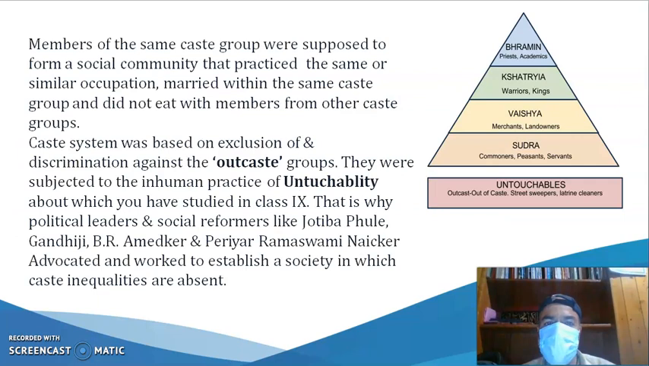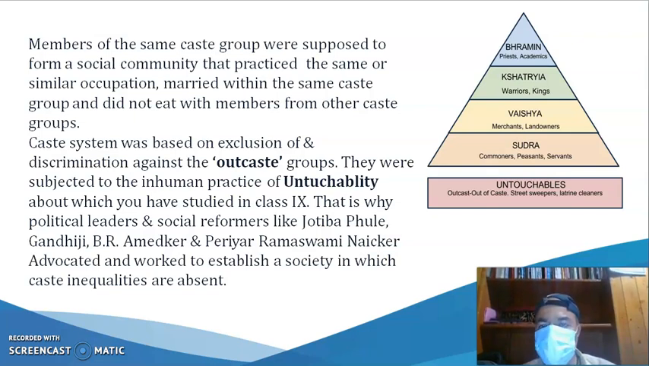Members of the same caste groups were supposed to form a social community that practiced the same or similar occupation, married within the same caste groups, and did not eat with members from other caste groups. Caste system was based on exclusion of and discrimination against the outcast groups. They were subjected to the inhuman practice of untouchability, about which you have studied in class 9th. That is why political leaders and social reformers like Jyotiba Phule, Gandhiji, Bhimrao Ambedkar, and Periyar Ramaswamy Naicker advocated and worked to establish a society in which caste inequalities are absent.